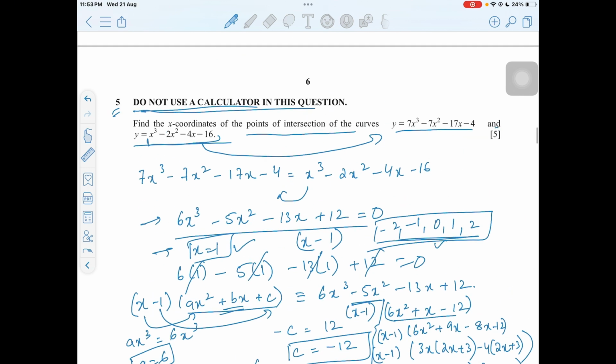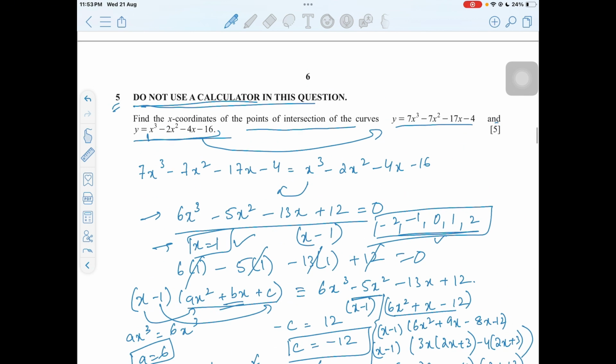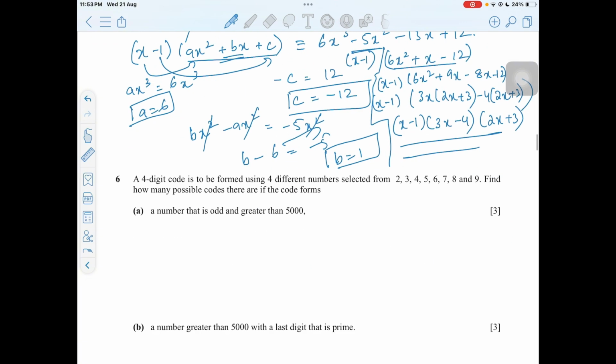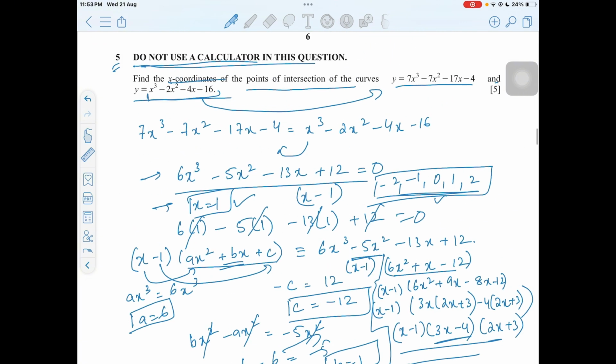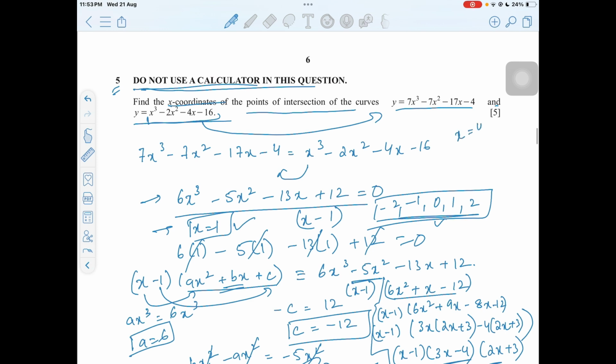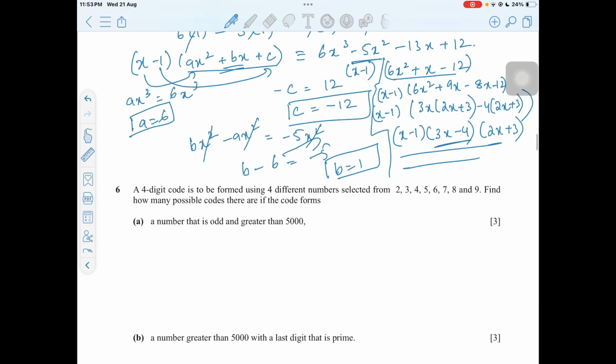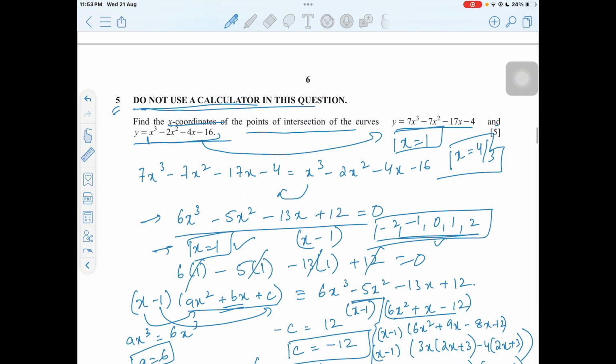Or you can write the x coordinate if we need the x coordinate. Since this is 3x minus 4 equals 0, this would be x equals 4 over 3. We had x equals 1, and if we use this, we have our x as equal to negative 3 over 2, right? So these are our three coordinates.